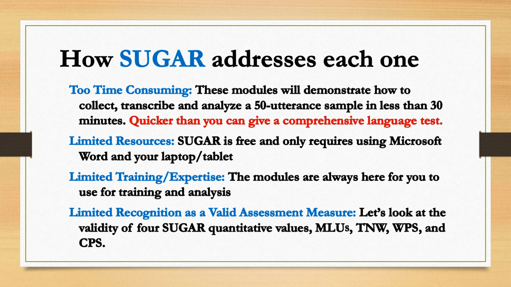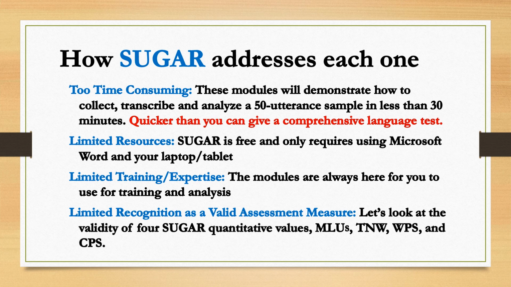Okay, so how does SUGAR address these barriers? Well, as you go through the modules, you'll find out that language sampling does not need to be too time-consuming. These modules will show you how you can collect, transcribe, and analyze a 50 utterance sample in 30 minutes or less. And we would say that's probably faster than you can give and score a test of language. With respect to limited resources, SUGAR is free. You only need Microsoft Word and some kind of a computer. With respect to limited training or limited expertise, these modules are here so that you can come back to them to use for training and to help you hone your language sampling skills.